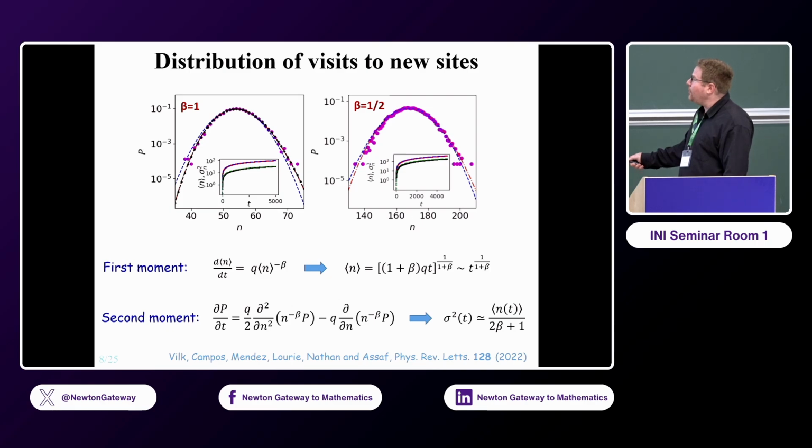So the first moment we already saw, the mean number of trees grows as t to the power of 1 over 1 plus beta. And the second moment can be computed by solving this Fokker-Planck equation. It's again similar to what Satya showed. Here you can also define some diffusion constant and some drift. And you get a variance which is proportional to the mean divided by 2 beta plus 1. So it's a sub-Poissonian process.